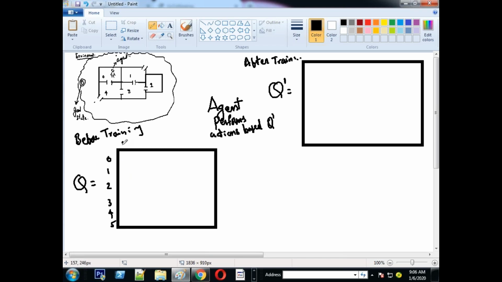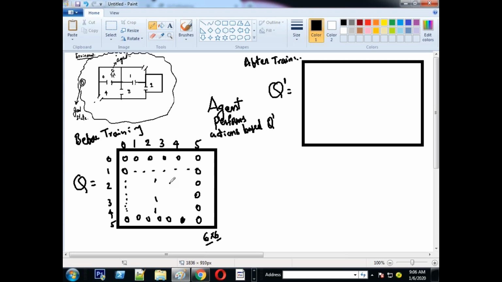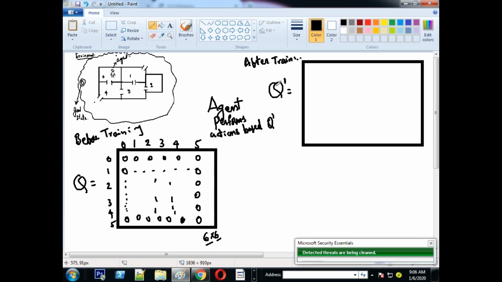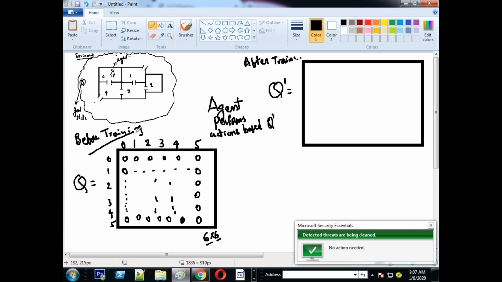What are the actions I can do? In the beginning, all values are empty. I have 6 states, 6 actions. All the values in the beginning. Got it? After completion of the training, how will these values look, we will see. Come on, take this. This is before training. Now, after training, how will it be?